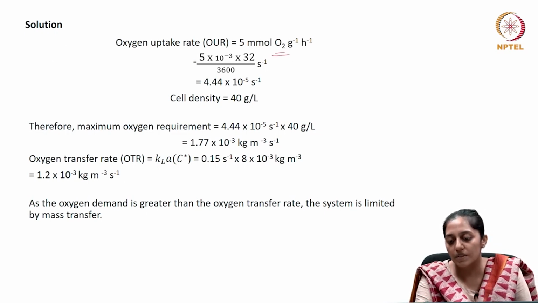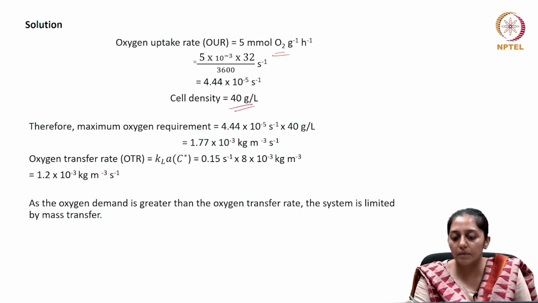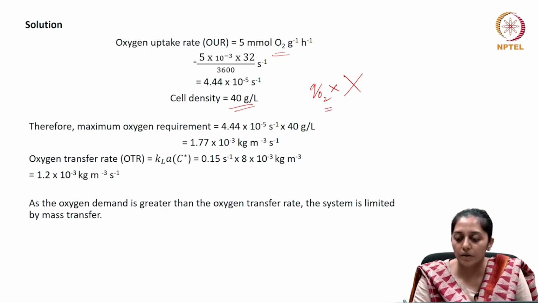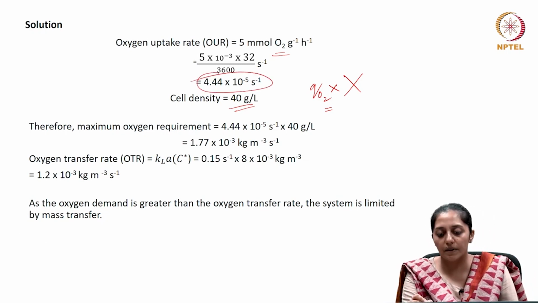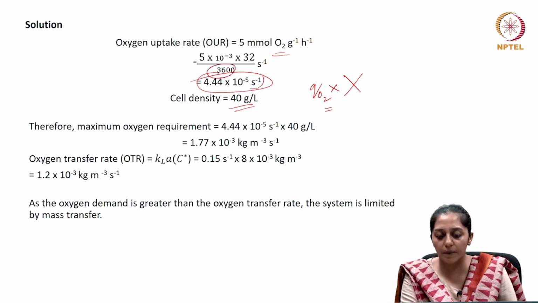So, let us find out the OUR first. QO2 is given to us and the cell density is also given. So, OUR will be nothing but QO2 times X, which is the biomass. Now, we will make the units consistent. Here the specific oxygen demand has been converted to millimole per gram per hour. So, this can be converted to hour inverse, and hour has been converted into seconds. So, this becomes second inverse.